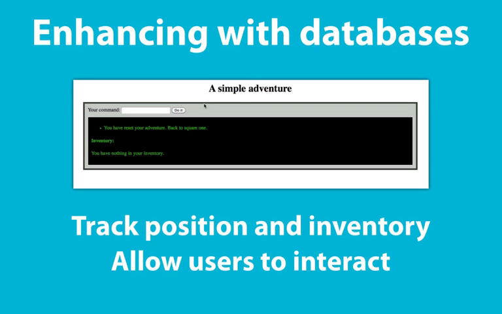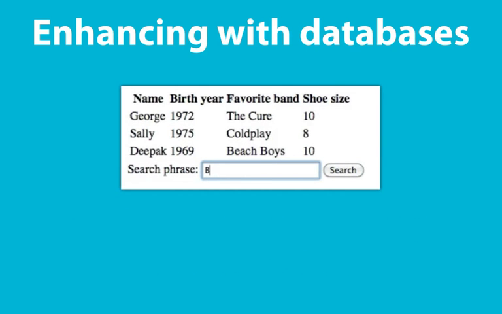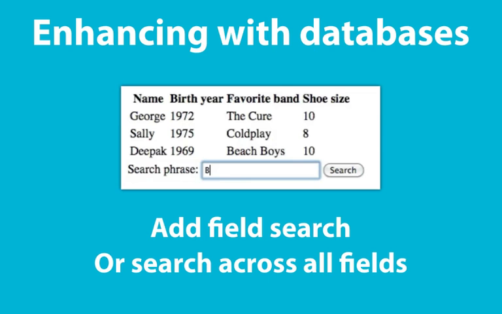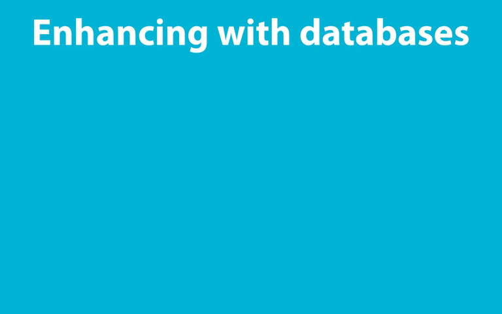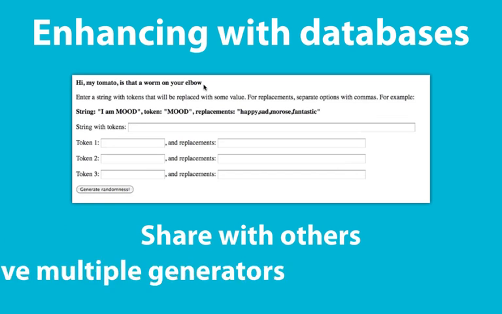For our user listing page that we've been working on for the CRUD script, you could add a search functionality to allow people to search for particular users. You could allow them to search by field or by any field altogether and just have a general search functionality. And then if we step back to our random text example script, where we were inserting in random text inside of a particular string, you could allow users to save these settings inside the database as particular groups and use that to share with one another or to allow a user to have multiple generators at one time.